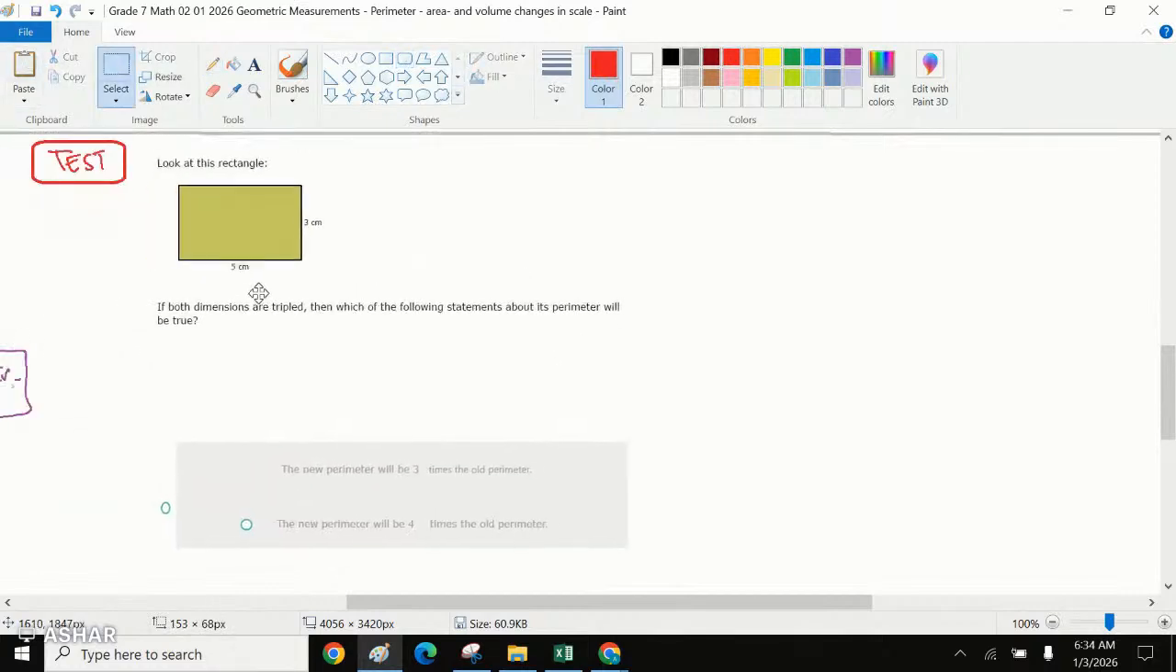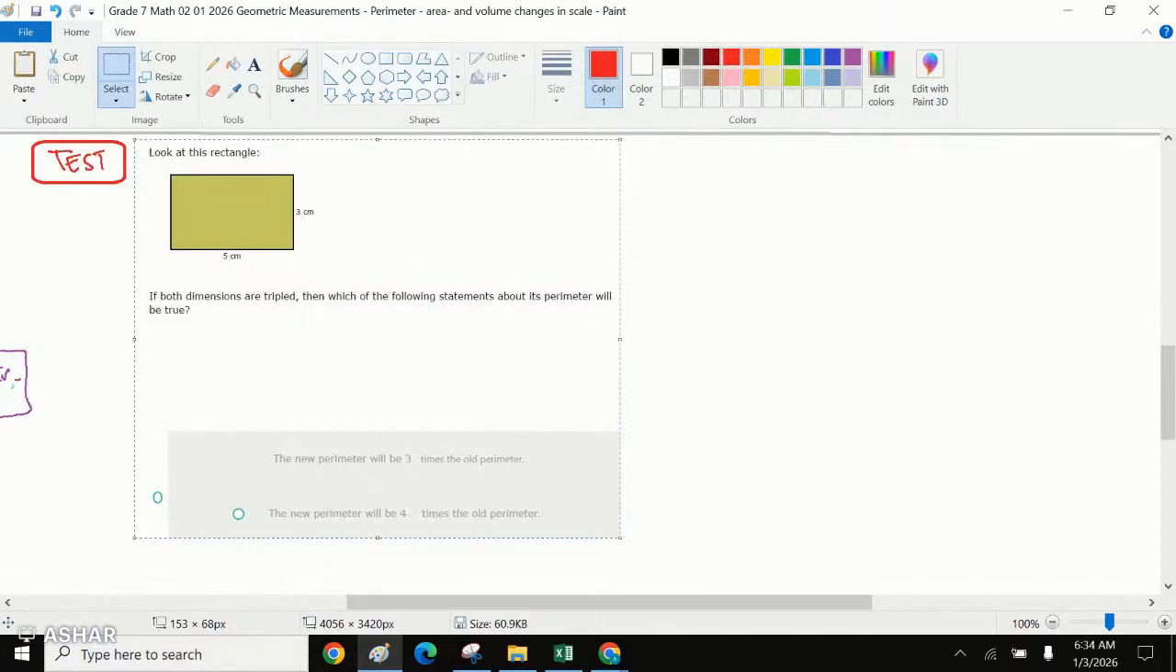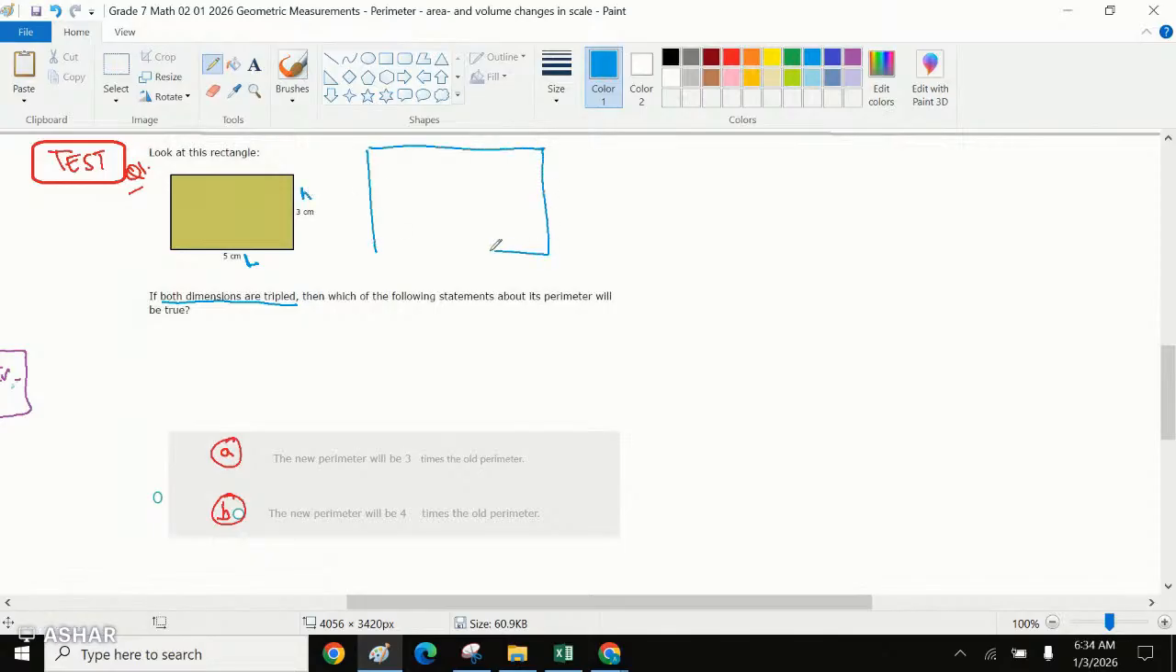Okay. And the first question given was this. Question number 1 from the test. This is option number A. This is option number B. Let's see which option is the correct answer. It says if both the dimensions are tripled, that means if this was length and this was height, right? In the new shape, what will happen? This would be 3 times the length and 3h, right? We need to find its perimeter.